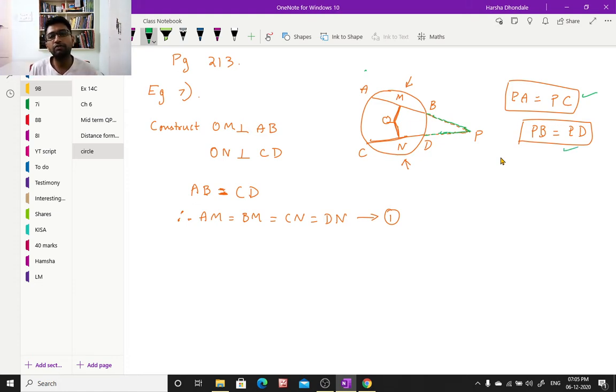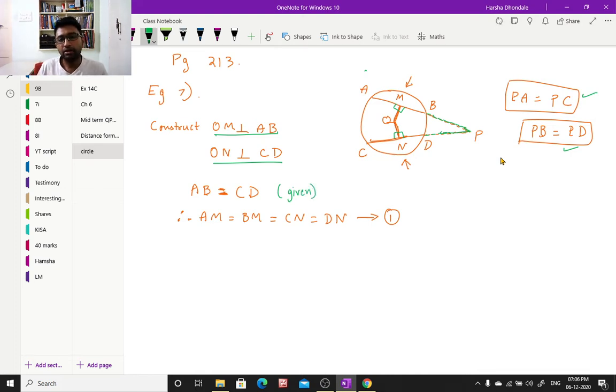My construction will be from O, I will draw OM perpendicular to AB, and then ON perpendicular to CD. Because this is perpendicular, I can just show this 90 degrees on any one side. That's enough. Next, we have AB is equal to CD. How do we know? It is given that these two chords are of equal length.